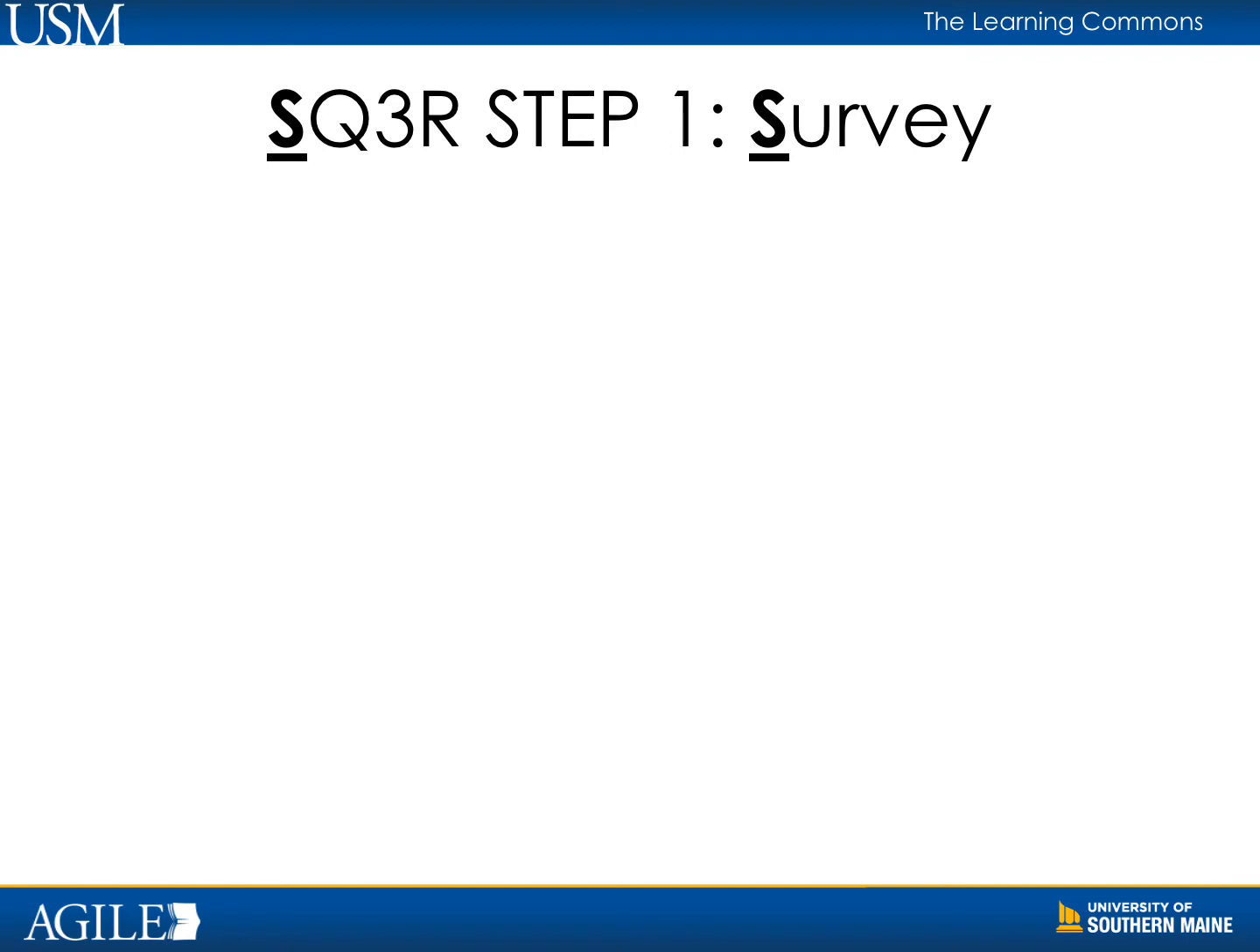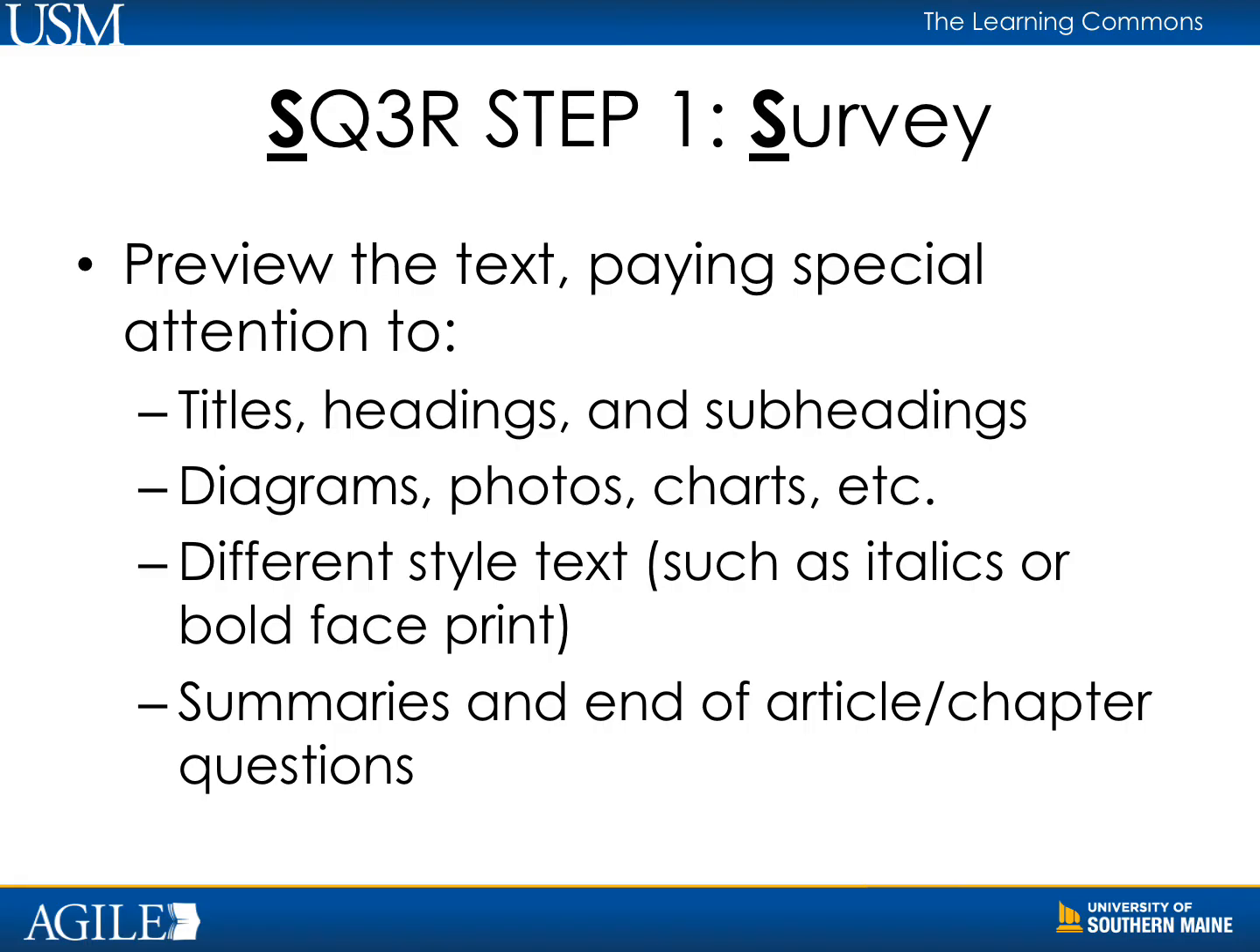The first step is to survey. Resist the temptation to jump right into reading the passage. Instead, take a few minutes to glance through or survey the chapter or article to identify the subject matter, the point of view, and the overall purpose of the text. Think of it like looking things over from a bird's eye view in order to help prepare yourself to receive the subject at hand. You'll do this by previewing the text, paying special attention to titles, headings, and subheadings that declare the big ideas or broad overview of the article or chapter.